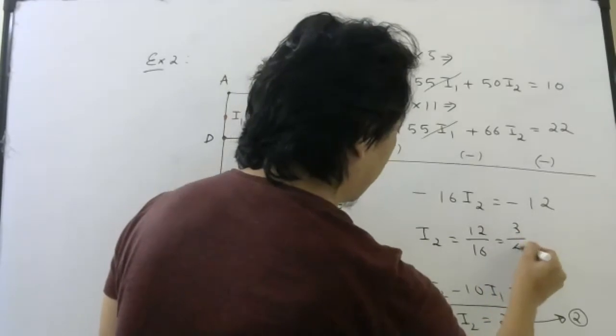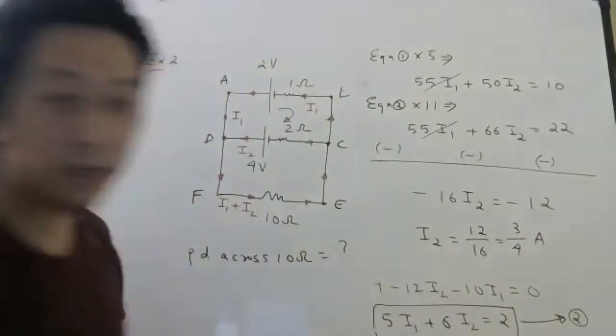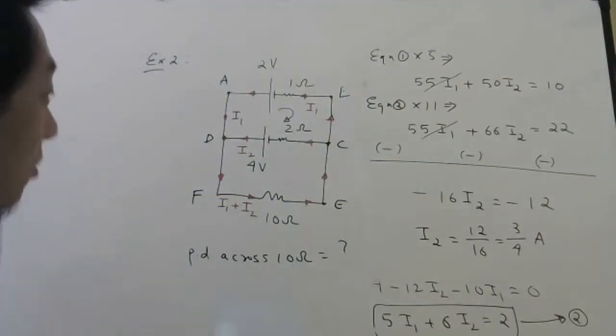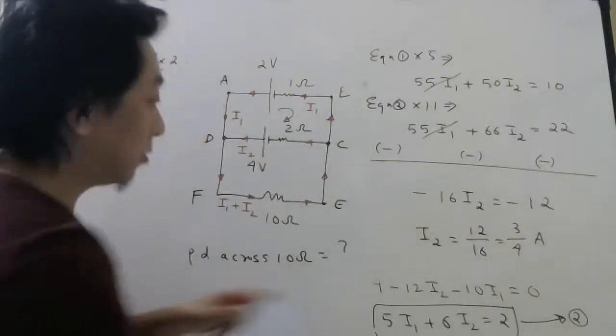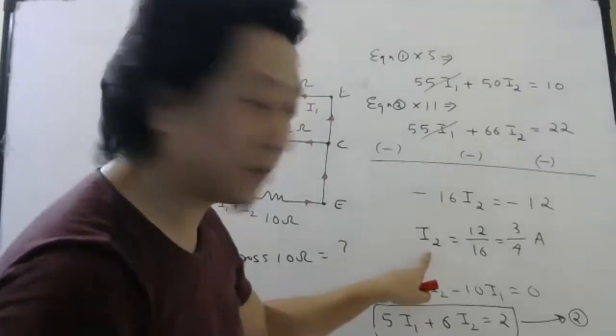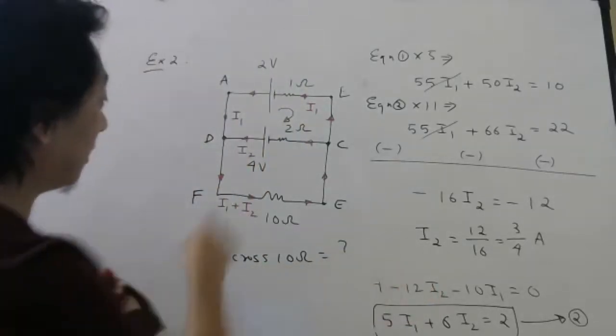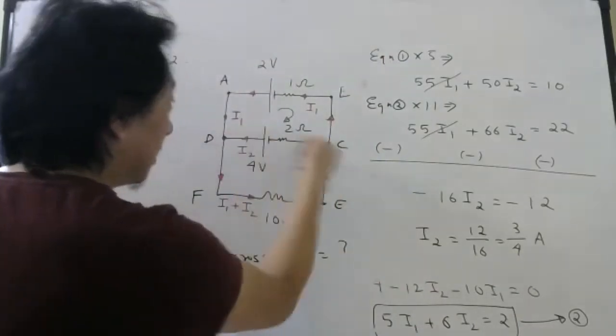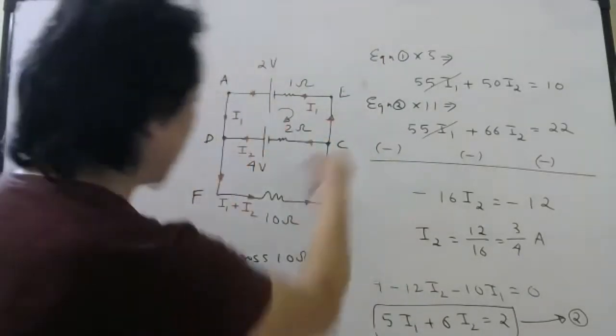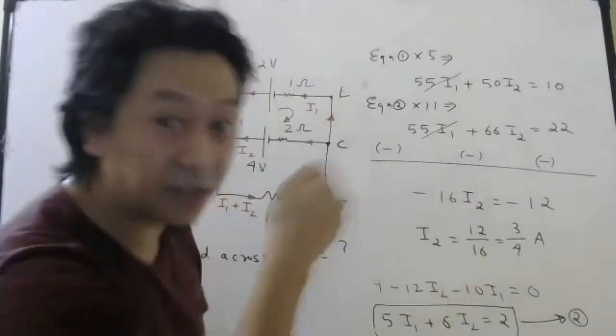4 3s are 12, 4 4s are 16. So I get 3 by 4 ampere. So this current here, if they want current through this battery. By the way, students, if they ask this, see, this current came positive. It came positive means whatever you have assumed, that is correct. Direction is correct.